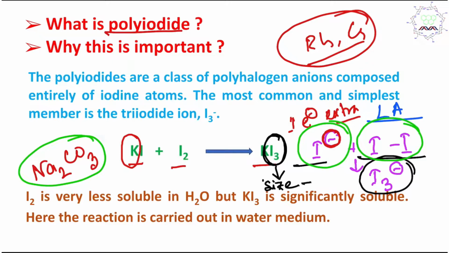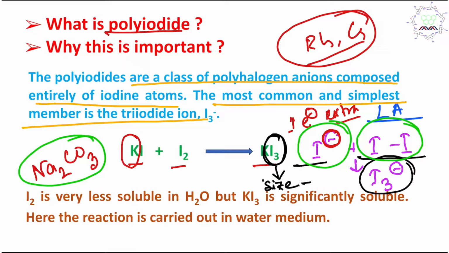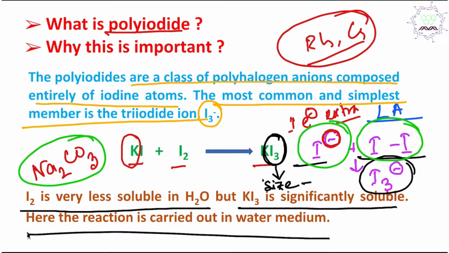Now let's read whatever is written here. These polyiodides are a class of polyhalogen anions composed entirely of iodine atoms. The most common and the simplest member is the triiodide anion. I guess you can see here this I3 minus. And the main reason, as I told, is that iodine is less soluble in water, but KI3 is significantly soluble, and here the reaction is carried out in water medium. So in order to make the I2 soluble in the aqueous medium, this KI is added.